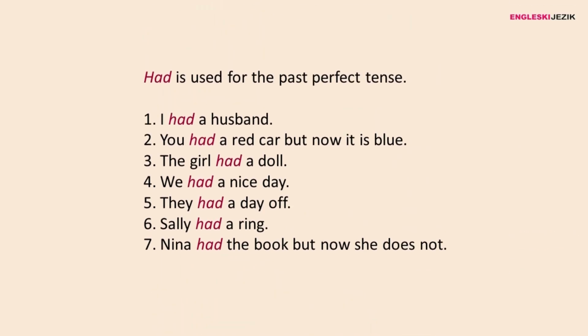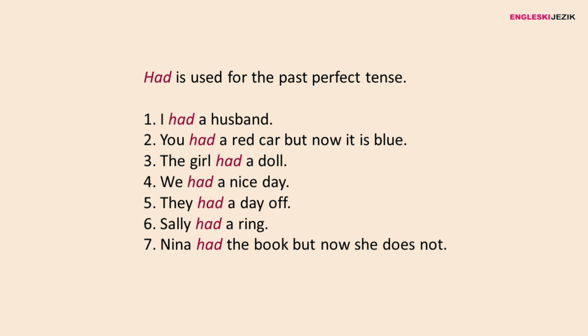And the auxiliary verb had is used for the past perfect tense. Now, when we say the past perfect tense, this means that an action or a situation has happened in the past. It has finished in the past before another action took place. So, for example, I had a husband. We see that we have the pronoun I because had can be used with I, you, we, they, and it can be used with proper nouns like Sally and Nina.